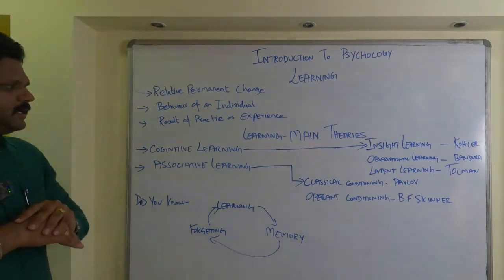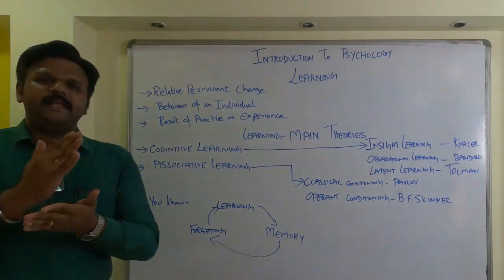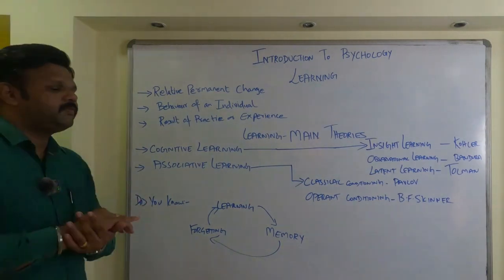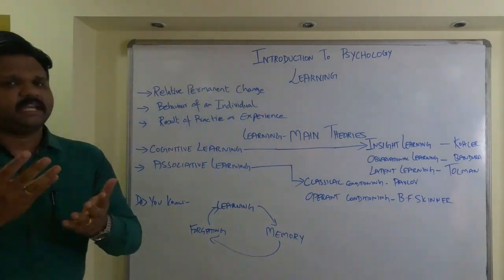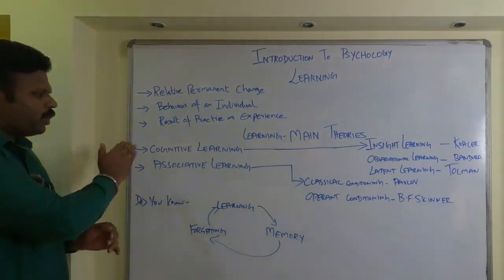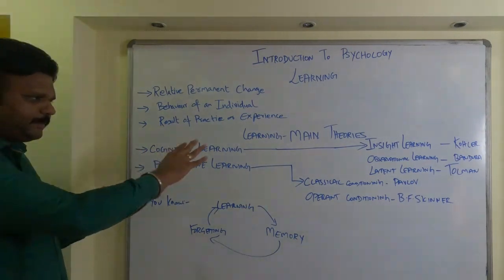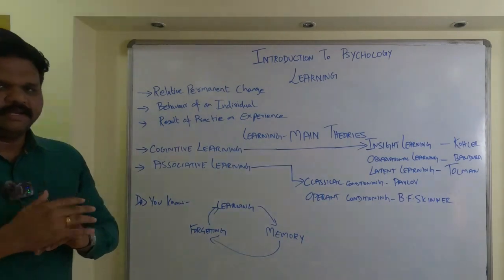Speaking about learning, there are many theories related to learning in the field of psychology, but predominantly we speak about two main theories of learning, or we can even call them two main types or two main forms of learning. They are nothing but cognitive learning and associative learning. First I will explain the subcomponents, then I will explain everything in detail.